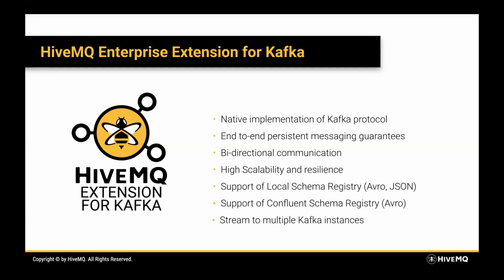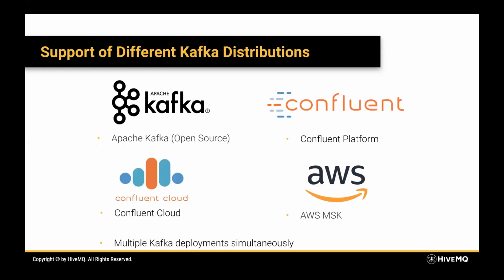And yes, of course, multiple Kafka instances are also supported. So what does this mean? First of all, HiveMQ Enterprise Extension for Kafka is able to stream data to the different Kafka distributions that are out there. So it could be the open source Apache Kafka product, or something like the Confluent platform, also the Confluent Cloud platform, or also AWS Kafka. And of course, if you want to, you can also connect different Kafka clusters to the HiveMQ Enterprise extension for Kafka. So that means if you have an open source Kafka cluster and Confluent Kafka cluster, no problem, you can connect both to the same HiveMQ cluster.